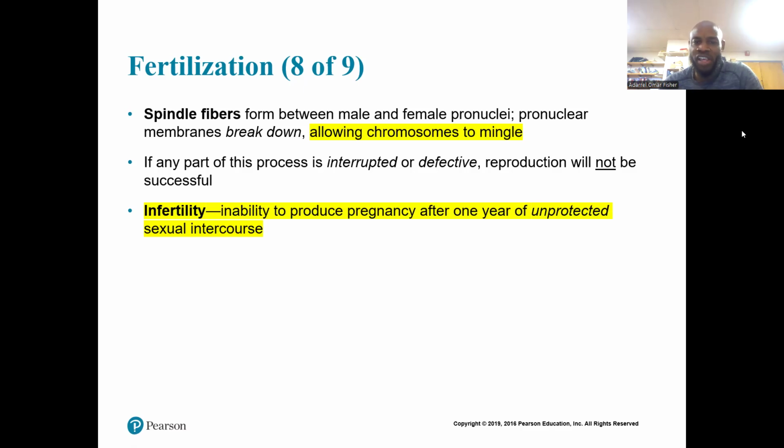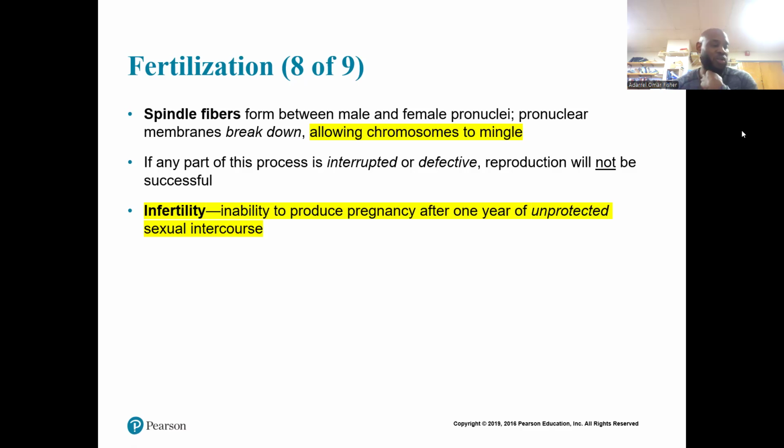Spindle fibers form between the male and female pronuclei. Pronuclear breakdown allows chromosomes to mingle. Remember, we have half the chromosomes from the man, half from the female. They need to come together to make a whole. If any part of this process is interrupted or defective, reproduction will not be successful.